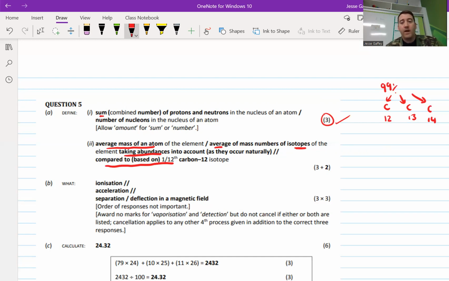isotope. Now, I can't go into teaching that whole idea again, where that comes from. I've done this on videos before, so if you need to revise that, I suggest you go back if that definition makes no sense to you, but it should do if you've done it with me before. Then this is just a revision of it. So it's the average masses of the isotopes of an element, taking their abundances into account, and it's compared to or based on 1/12 the mass of a carbon-12 atom.